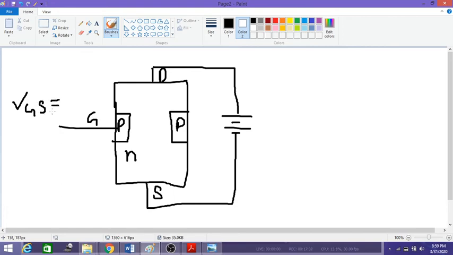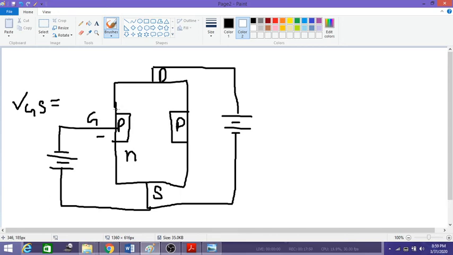Now in this case, we will connect a negative potential across the gate to source. Since a negative potential is connected to P and a positive potential is connected to N, this will act like a reverse biased PN junction.